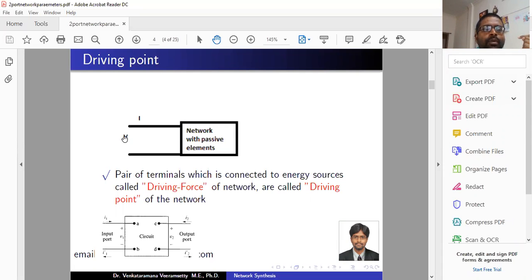That one port has the input voltage V and current I, right? The pair of terminals which is connected to energy sources is called the driving point of the network. I have taken an electric network here, and this electric network has a pair of terminals. It is called the port. Okay, if this port is connected to some voltage source or some current source, that voltage source or current source is called a driving force.